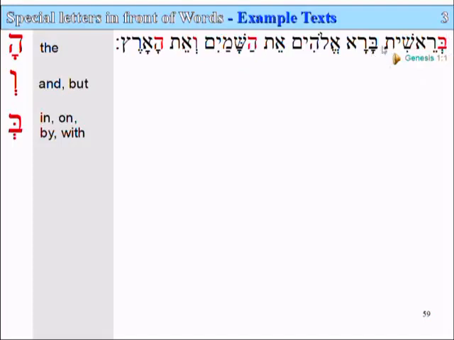This bait here is part of the word bara, and as we saw in the first lesson, Hebrew words are usually made up of 3 root letters, and there are various other letters that can be added to the front or end of the word. Here we have the plural endings, the im. So Elohim can mean God, but it can also mean gods.